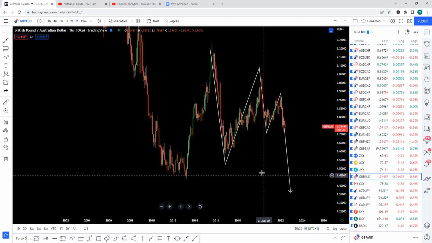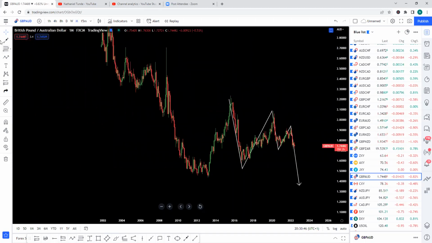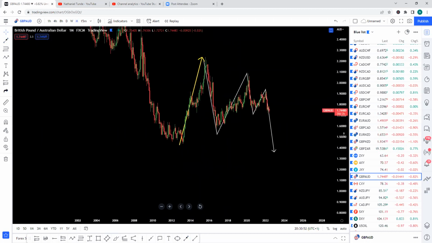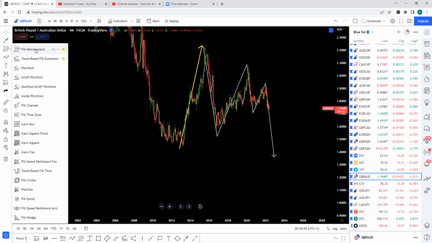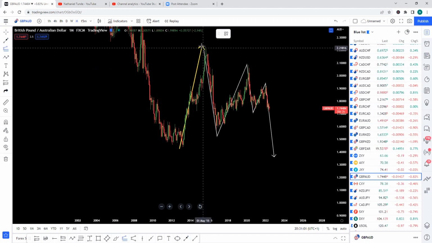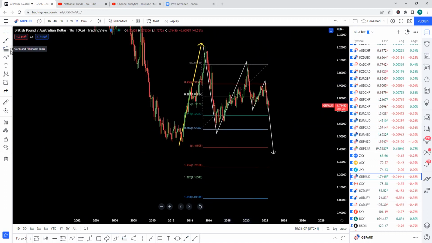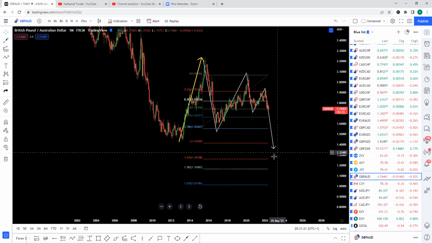Okay, and if it comes down, how do we relate this structure in relation to this? Remember, this one looks very impulsive. Then it means that what is happening in the middle is a wave B. And we love that wave B. We come to equal legs between A and C.